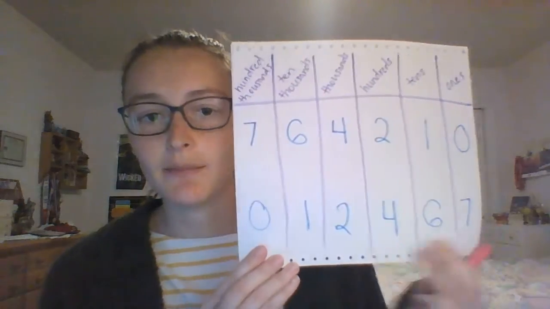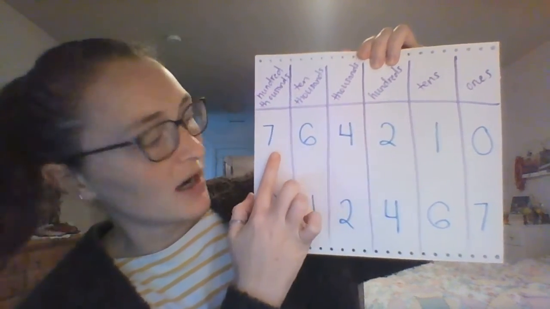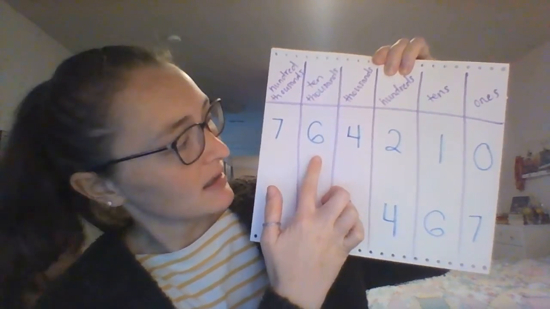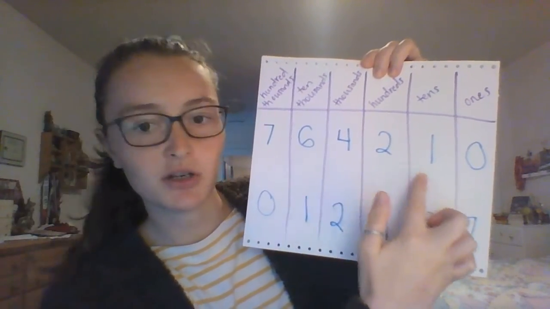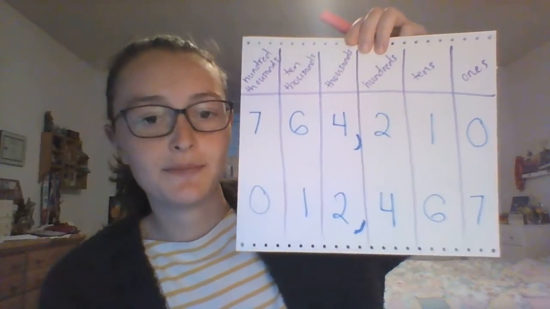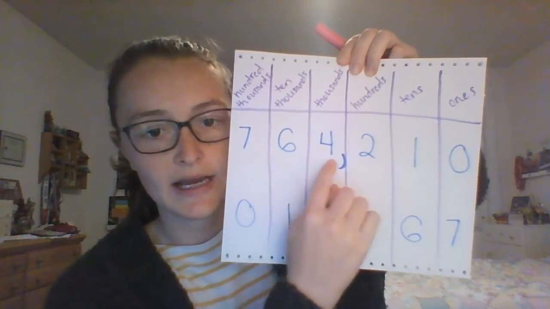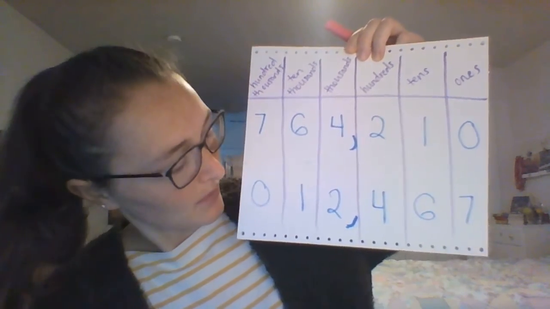Okay, let's go over the answers. So here are my largest and smallest numbers. My largest number is 764,210. And let me go in and put a comma in this number. Our comma should go in between the thousands and hundreds place. So again, we have 764,210. See how I started with the largest digit and then went down to the smallest digit.